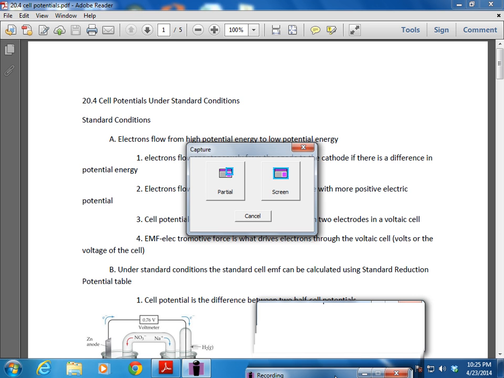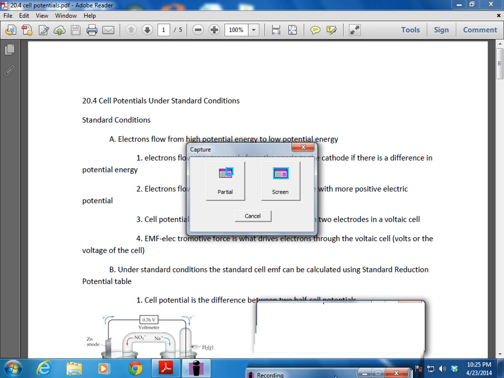First of all, we're going to talk about cell potentials and standard conditions. When we talk about electrons, they're always going to flow from a position of high potential energy to low potential energy. You can think about this being like a waterfall. Water is going to fall from a high gravitational potential energy down to a lower gravitational potential energy. Same thing is true of electrons and how they flow.